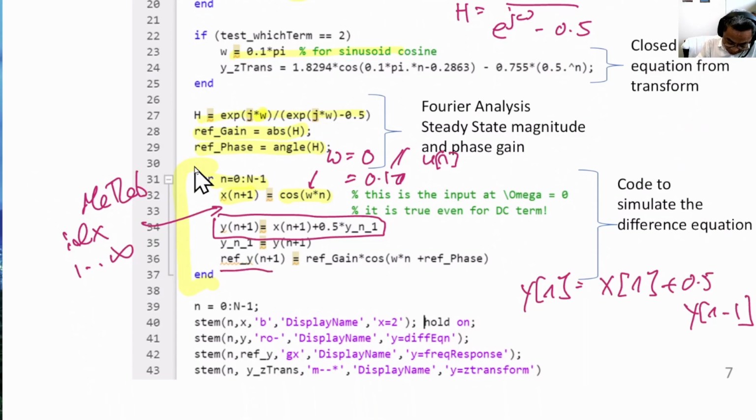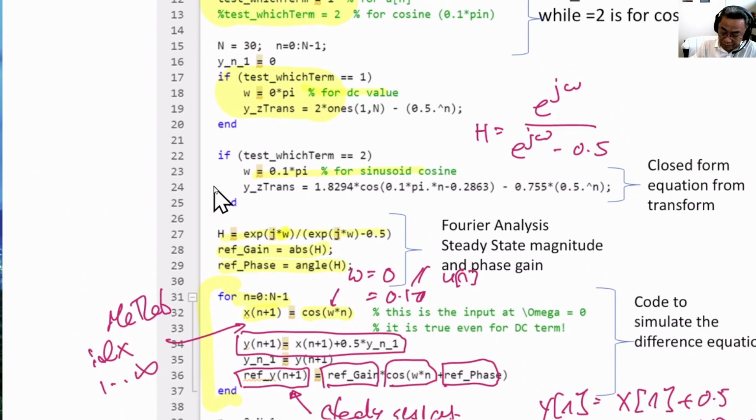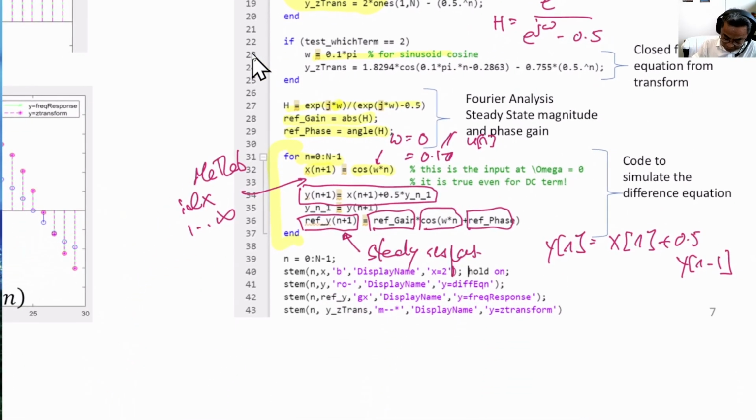Now this is the steady state response by Fourier transform. I'm using the reference gain and the phase shift of my input signal. Where do I get my gain and phase shift? From this equation here, through the Fourier analysis. I do this loop 30 times for my n samples. Then I plot all the 4 figures. Here, be careful: I'm starting from index 0 to n minus 1 to plot x. So this little n shows the horizontal axis of time.